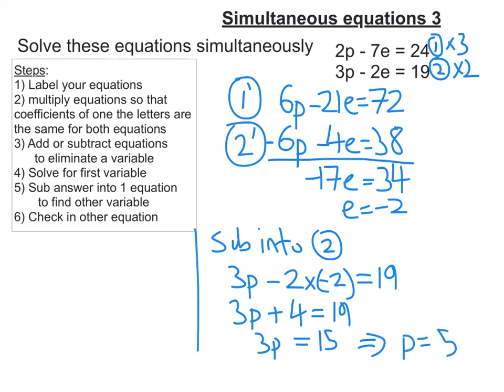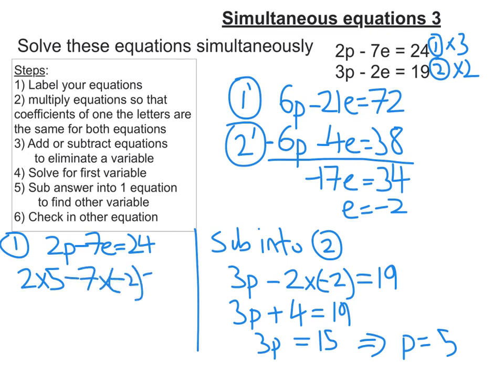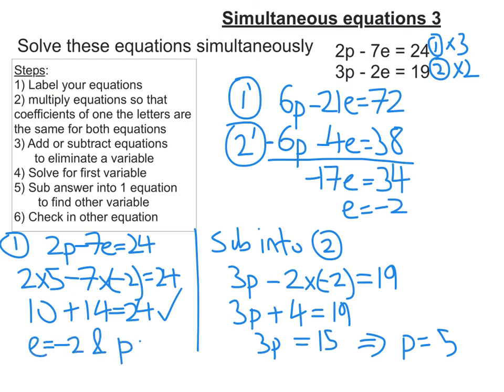Okay, let's check that. Now, as I substituted that into 2, I've got to check it in 1, which is 2p minus 7e is equal to 24. Well, p is 5, and e is negative 2. And then we've got 2 times 5 is 10. Negative 7 times negative 2 is positive 14. And 10 plus 14 is 24. So I've got the right answers. And my answers are e equals negative 2 and p equals 5.